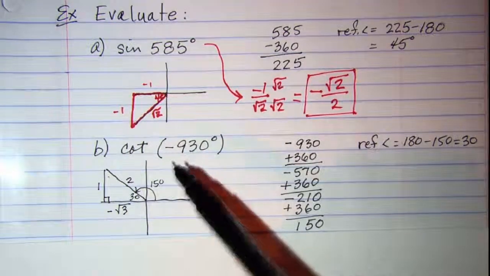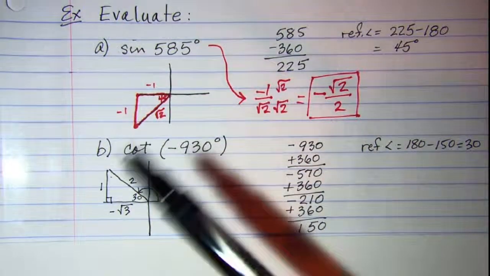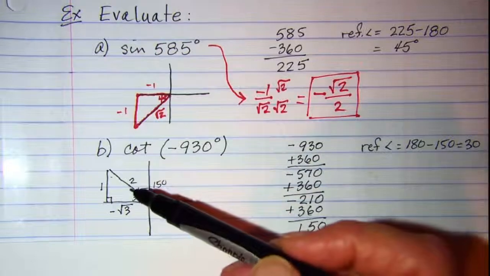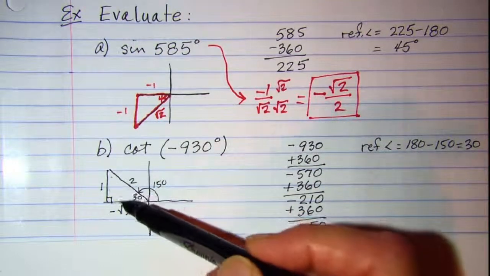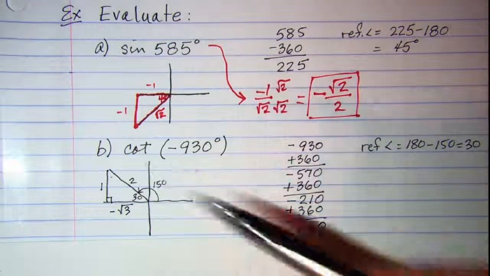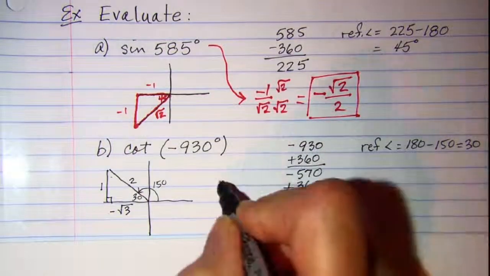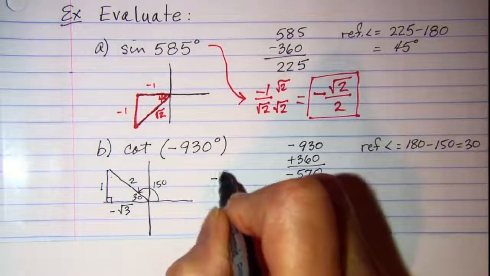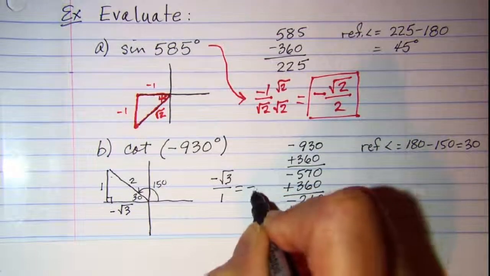Alright, now we're asked to find the cotangent of this angle. Well, tangent is opposite over adjacent, so that would be 1 over negative root 3, but the cotangent is the reciprocal of that. So I need to flip that ratio, and I'll have a negative root 3 over 1, which simplifies to negative root 3.